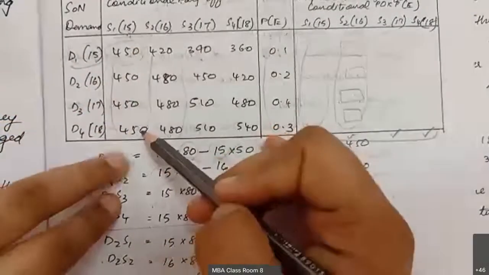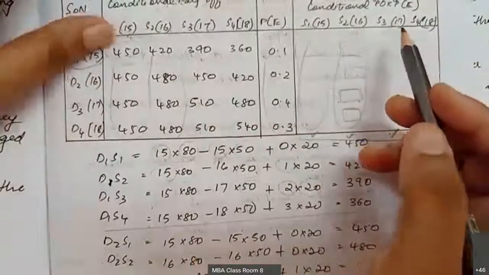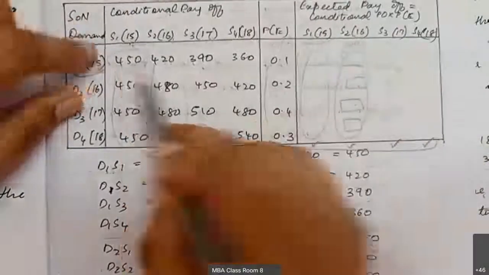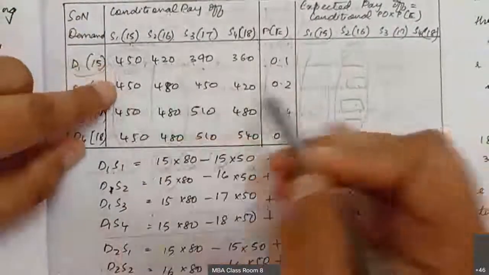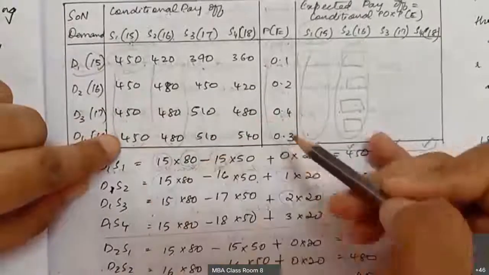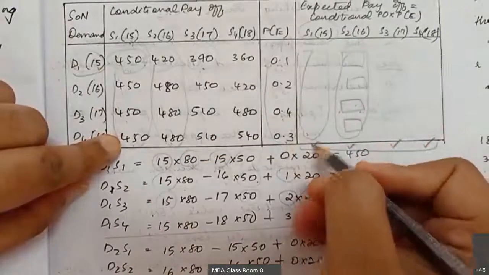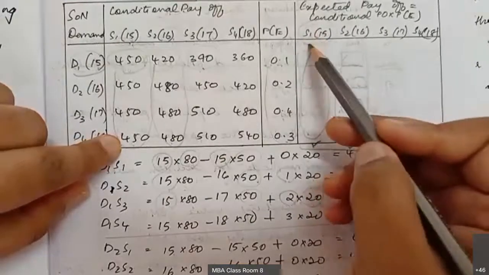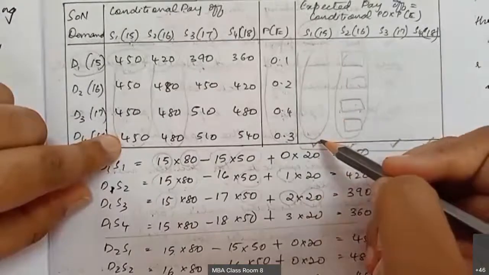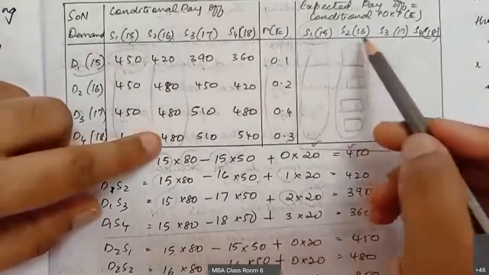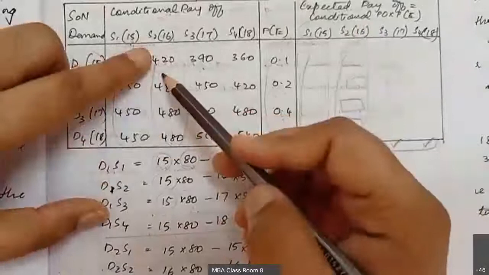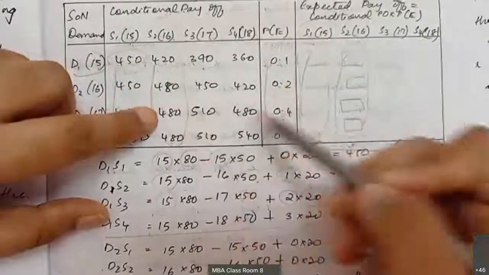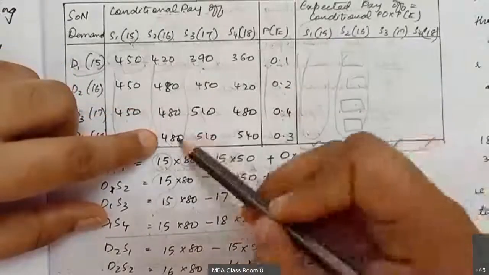So do this column wise. EMV values you will get. So EMV value for S1, what will be the value? 450 into 0.1 plus 450 into 0.2 plus 450 into 0.4 plus 450 into 0.3. You will get the first value here. That is EMV for S1. Using strategy S1, what is going to be your profit? Similarly, for strategy S2, what is going to be your profit? That is 420 into 0.1 plus 480 into 0.2 plus 480 into 0.4 plus 480 into 0.2.